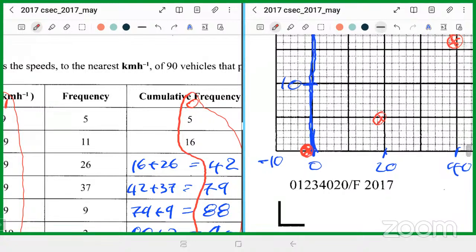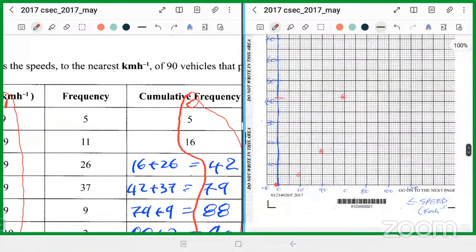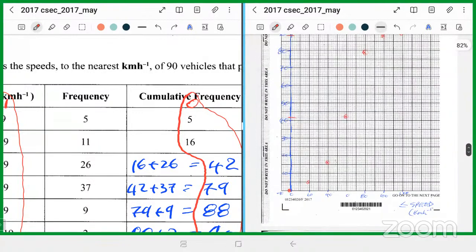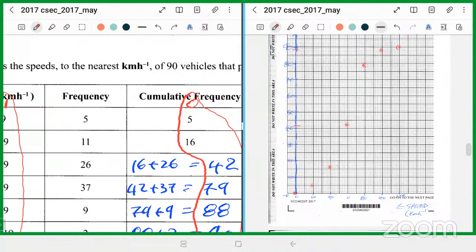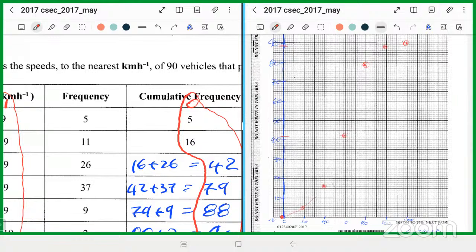All right, and you're drawing a smooth curve through those points now, which is going to give you the ogive shape for the cumulative frequency curve. Let's draw it. Something like that.